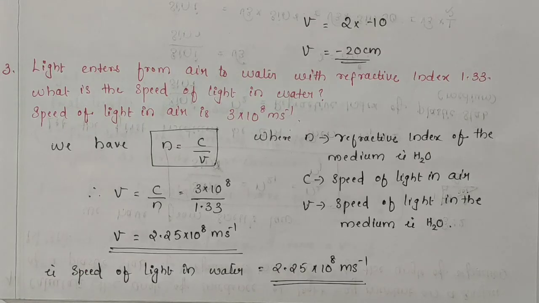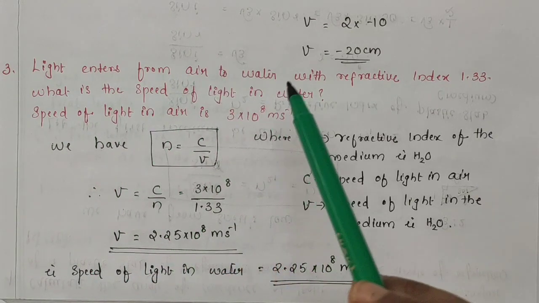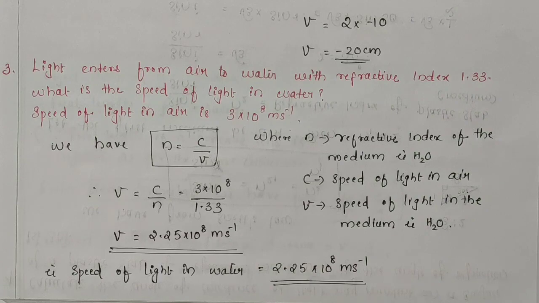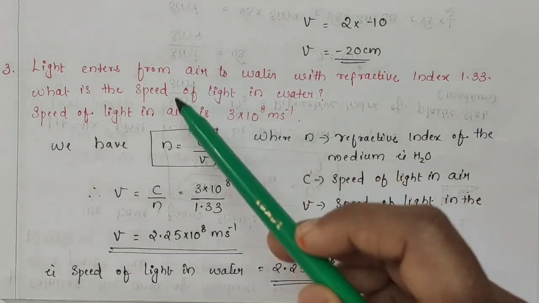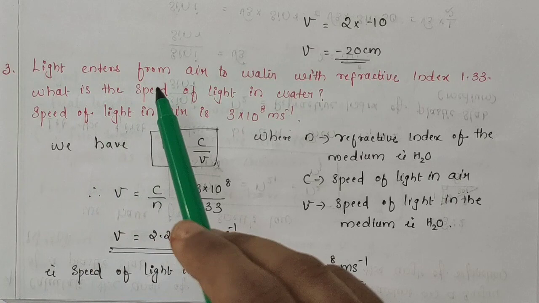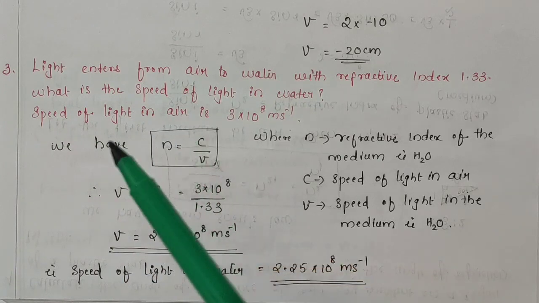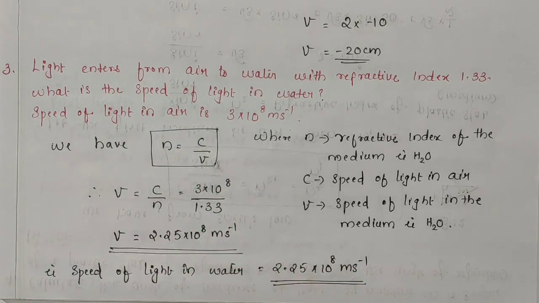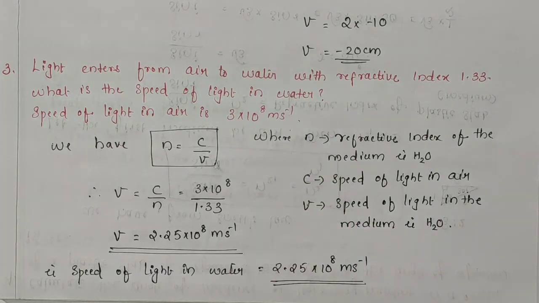Now let us see another question. Light enters from air to water with refractive index 1.33. That is, refractive index of water is given as 1.33. Light enters from air to water. That is, first medium is air and second medium is the water. What is the speed of light in water? That is the question. We want to find out the speed of light in water. Speed of light in air or vacuum is a constant. We all know that. Its value is 3 into 10 raised to 8 meters second raised to minus 1.